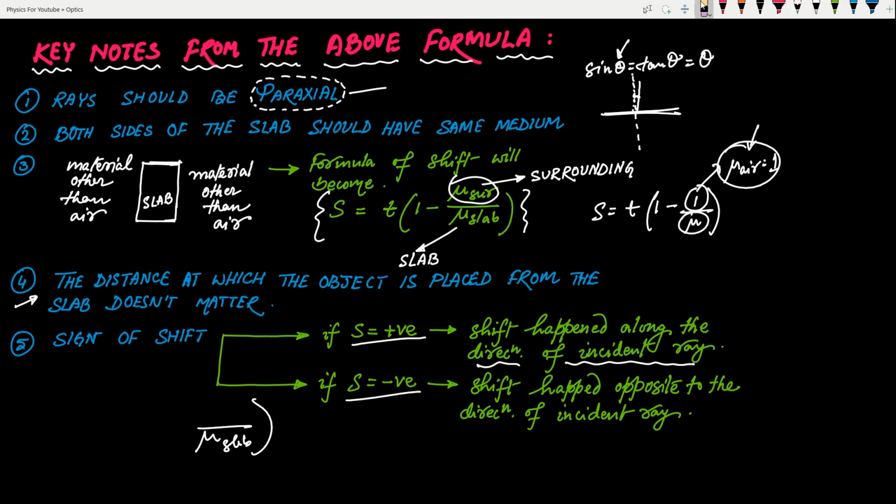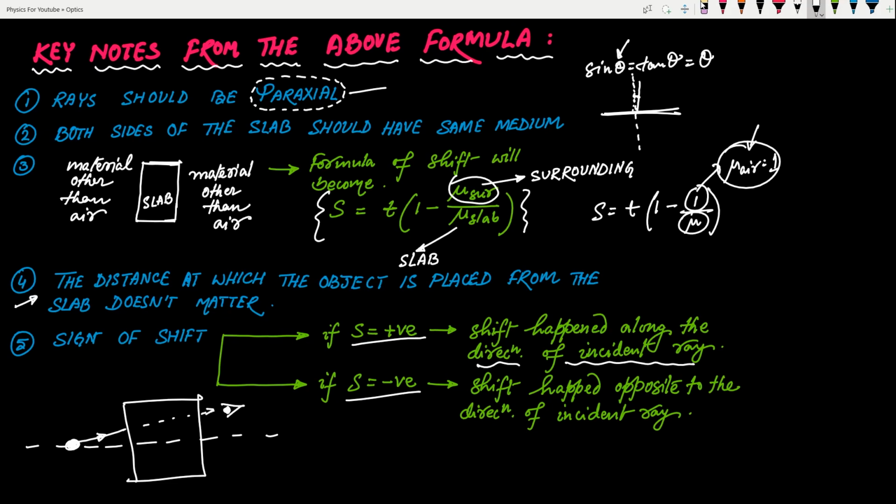Don't worry, I'll explain. Let me rub this and draw this slab. Okay, now the object is kept here. Now we are watching the object from this part. So the incident ray will come from here and then it will enter our eyes by refraction. I'm not drawing that. So the direction of incident ray is this one.